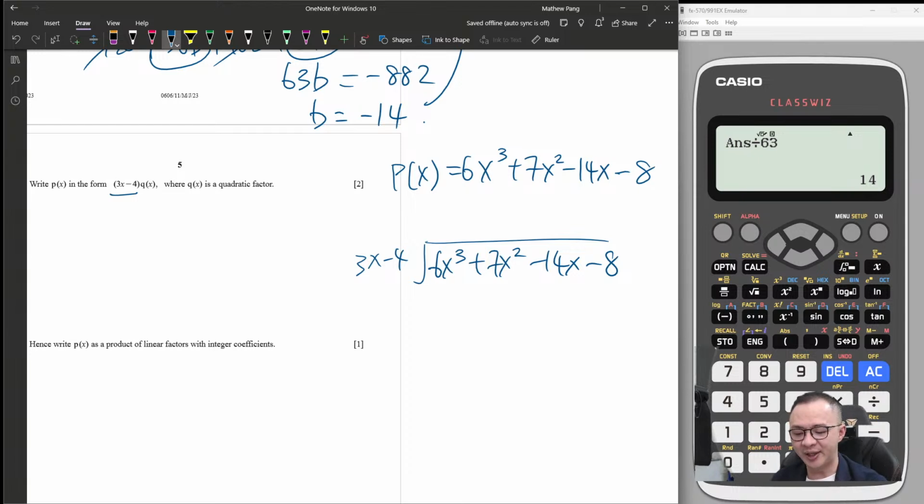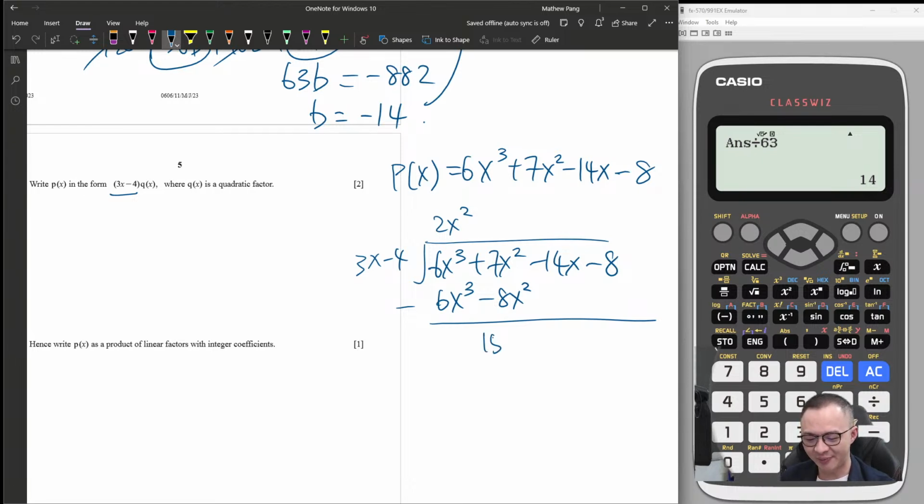So I want to eliminate 6x cubed, right? So I will just multiply by 2x squared. So 6x cubed minus 8x squared. Here I will minus them. If I minus them, I hope I don't make any mistake here. It looks a little bit weird to me. So I should have something like 15x squared minus 14x.